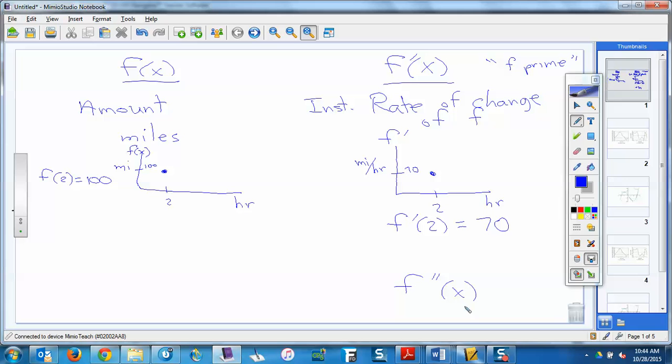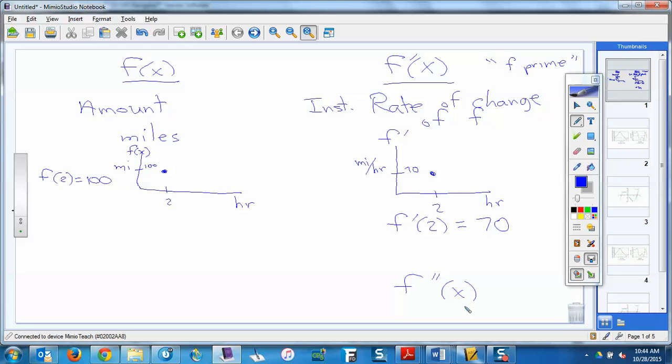Miles per hour per hour. What did I just say? When you do the derivative, you always take the y units divided by the x units. So if we do the derivative of F prime, the rate of change of F prime, it would be miles per hour per hour, which is acceleration, right? And that's when you get into the speeding up and slowing down.